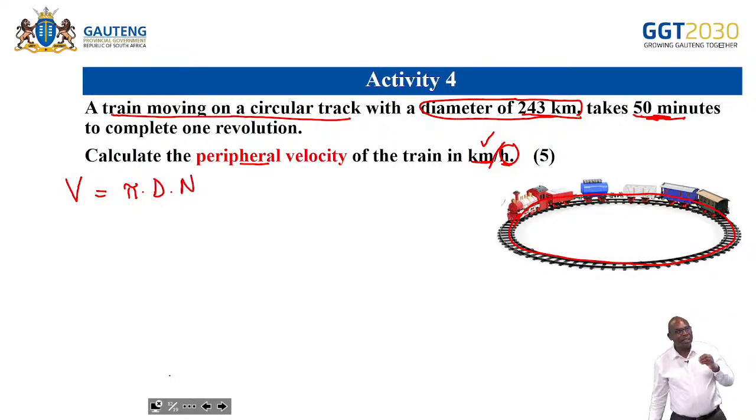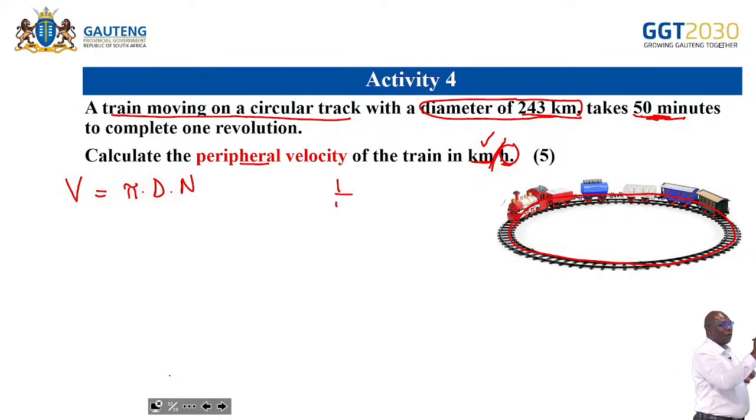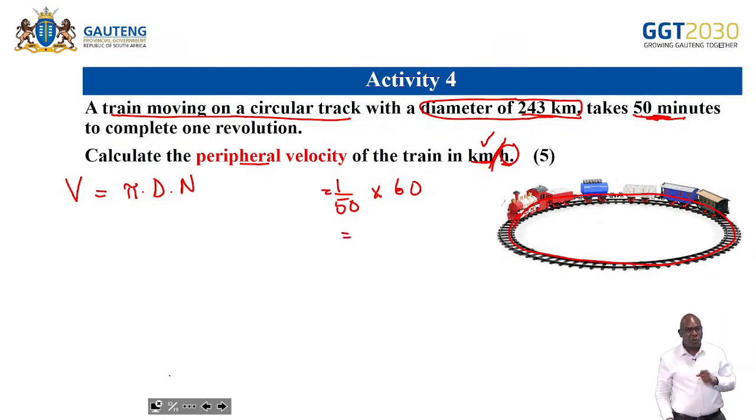So I need that number of revolutions, that time there. So what should I do here? I must take, because it's per, so it's 1 over 50, and I must multiply this one by 60. So that's where I'm going to get the number of revolutions in there. So how am I going to get there? Remember, it takes 50 minutes to complete a revolution.